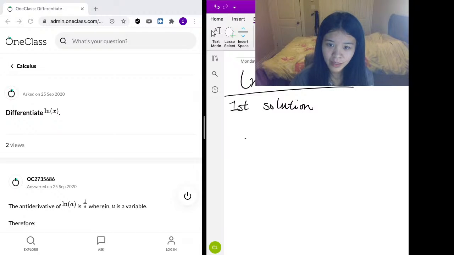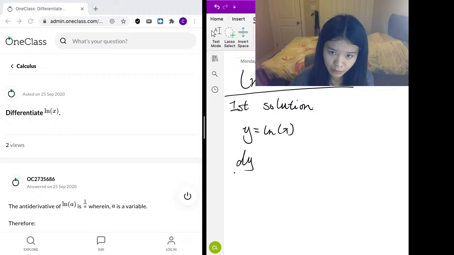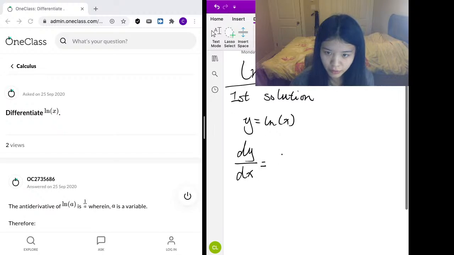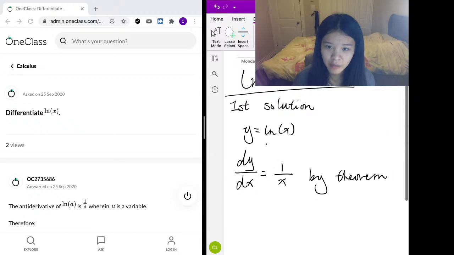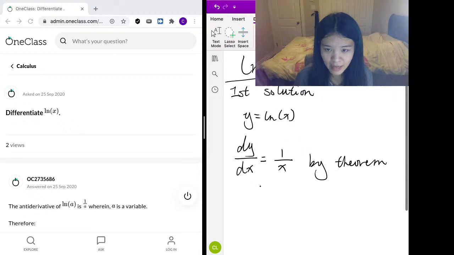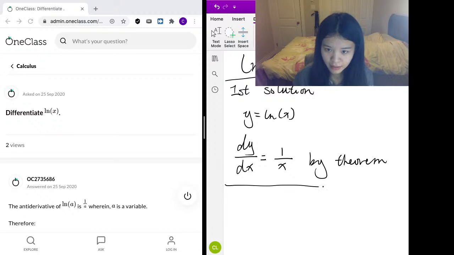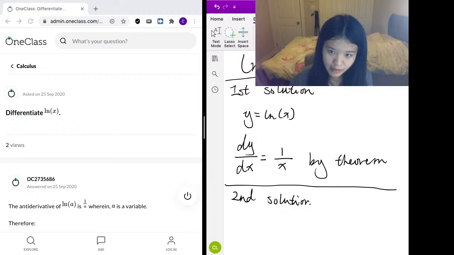you can just say y equals ln x, which is the problem, and dy over dx, as in the derivative of ln x, is just equal to 1 over x by theorem. You can just state the answer because the derivative of ln x is 1 over x. It's a really common derivative, so usually you can just state the answer without including any steps. Or alternatively, which is less common, you can tell your audience how you got this solution.